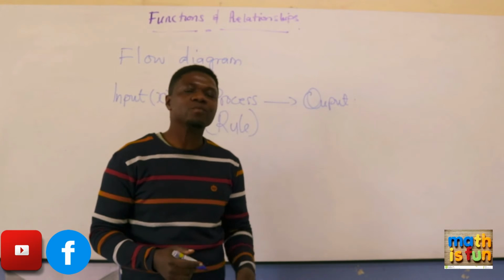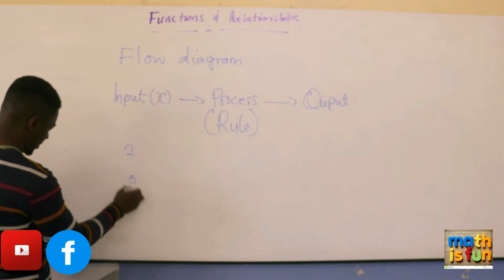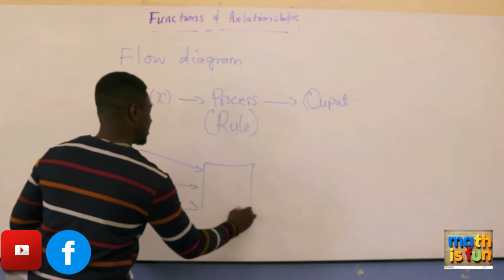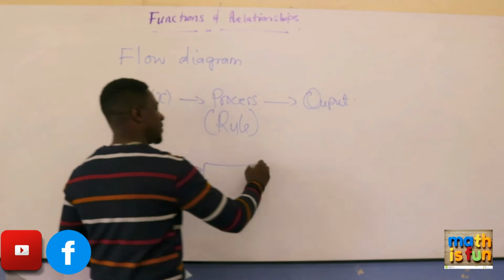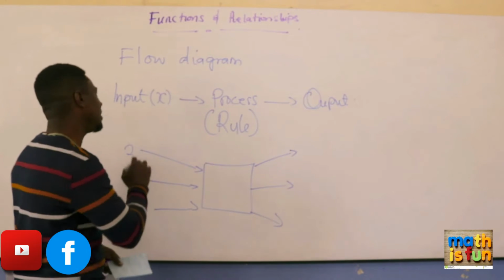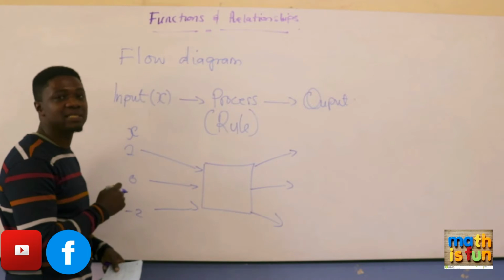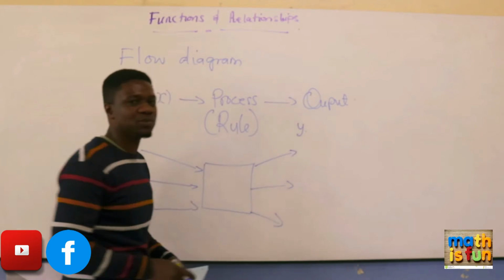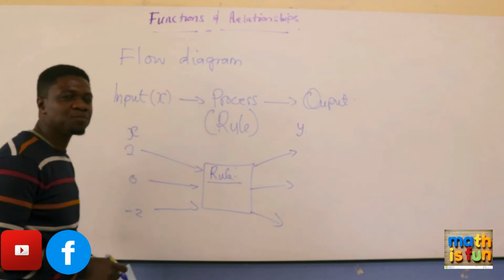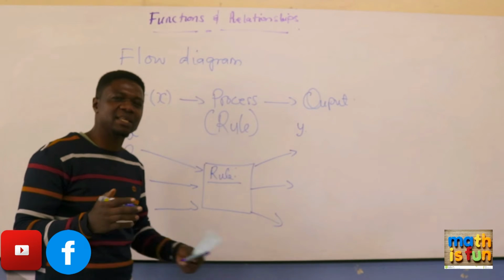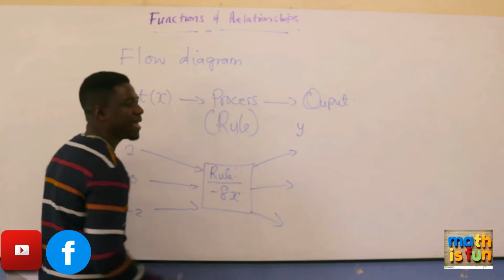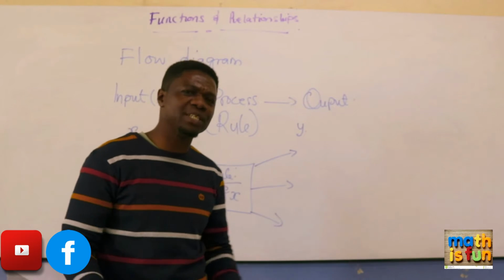So we have 2, 0, -2, and we have our rule being given, and we have to find the output values. As I said earlier, the input values are x, and the output values are y. Then it's supposed to go through a particular rule. There are times that the rule will be given to you, and times that the rule will not be given, but here we have the rule to be -8x.